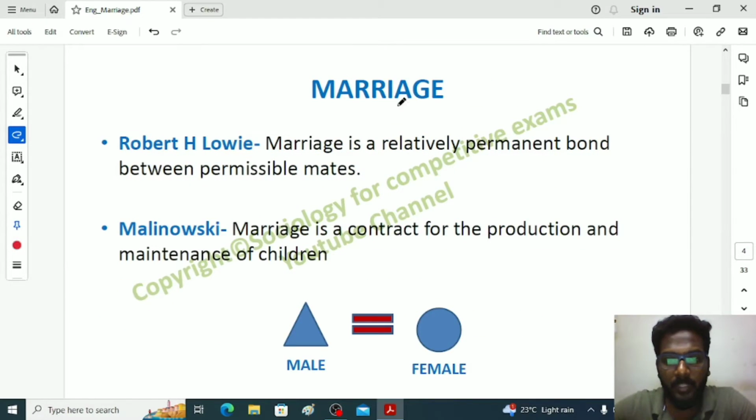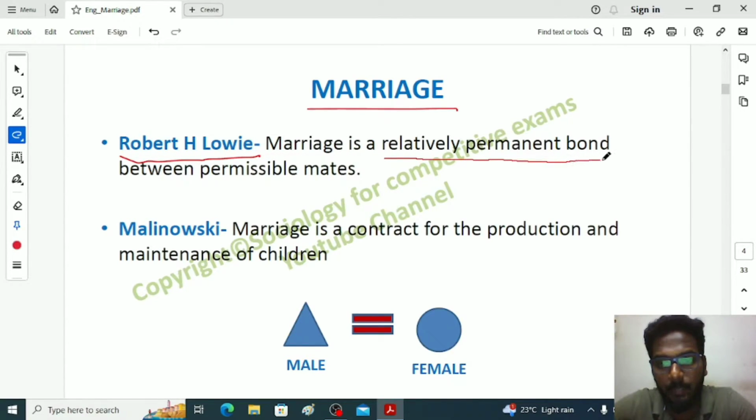Now moving on to the definition of marriage. The famous sociologist Robert H. Lowie defines it as a relatively permanent bond between permissible mates. The second sociologist is Malinowski, who is also an anthropologist. He says that marriage is a contract for the protection and maintenance of children.